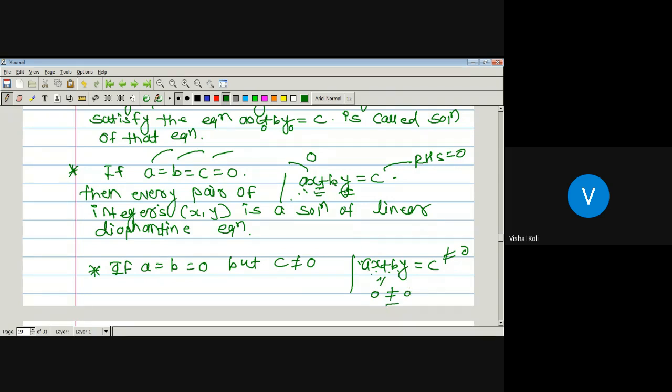LHS is 0 and the RHS value is non-zero. So whether it is possible that 0 is equal to some non-zero integer. Whatever will be the value of c, here I have taken some particular value 1, whether 0 is equal to 1.